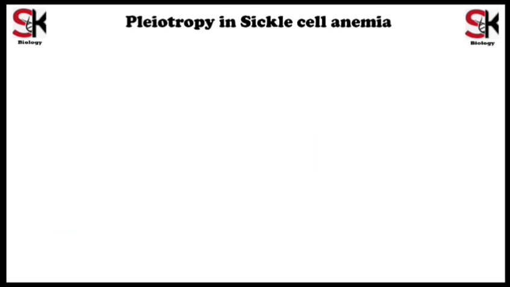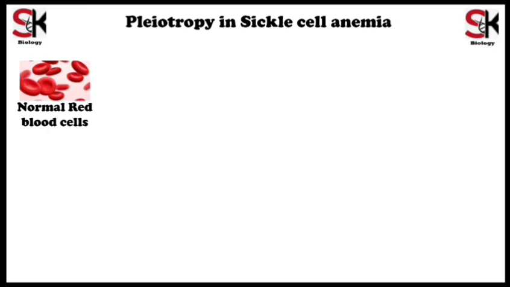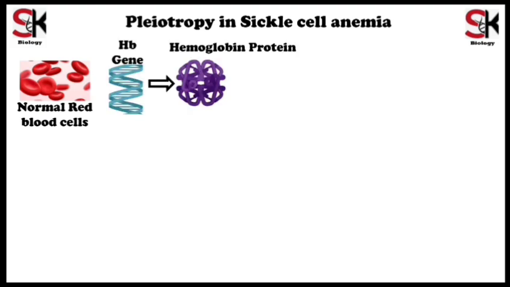Let us understand the pleiotropy phenomenon with a well-studied example of a genetic disease called sickle cell anemia. Red blood cells of normal humans are healthy. In RBCs, hemoglobin is present. This hemoglobin protein is synthesized from the hemoglobin gene, denoted as HB. In hemoglobin, one important amino acid is present, which is glutamate.